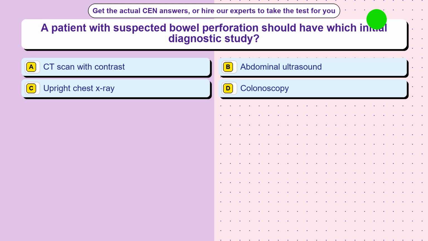Question 17. A patient with suspected bowel perforation should have which initial diagnostic study? Option A, CT scan with contrast, Option B, abdominal ultrasound, Option C, upright chest X-ray, Option D, colonoscopy.